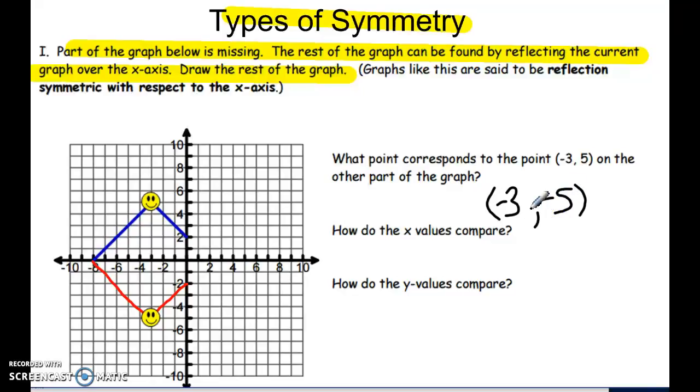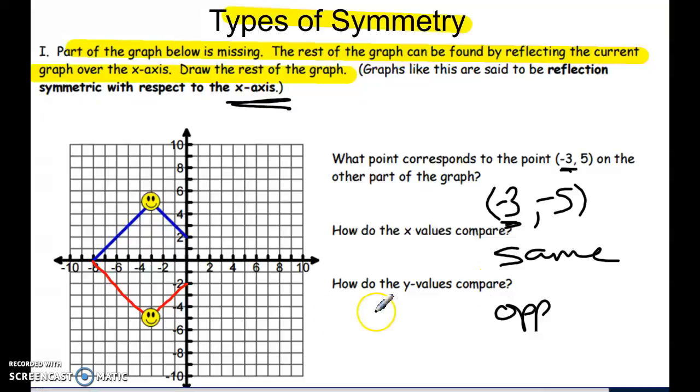So notice how when we reflected about the x-axis, the x values remain the same. Those y values, however, are different. So how do the x values compare? Well, they remain the same. The y values, well, those are the opposite of each other. That's always going to happen as we talk about reflection with respect to the x-axis.